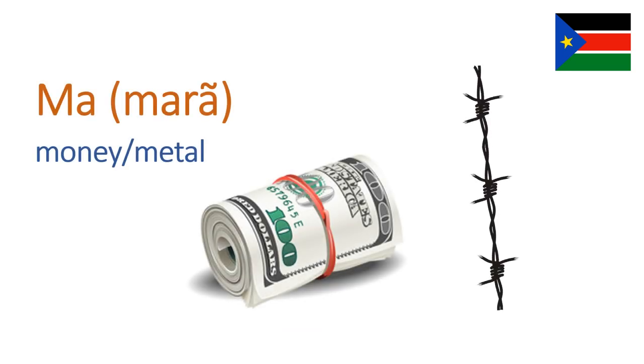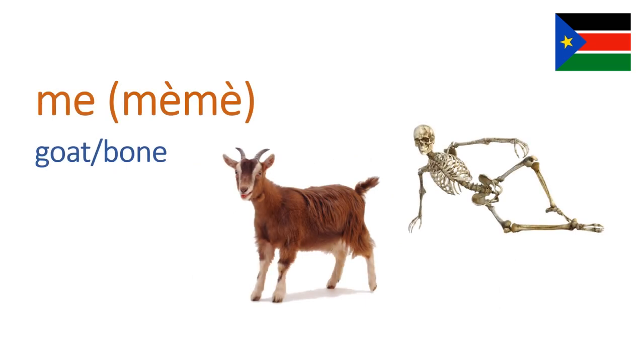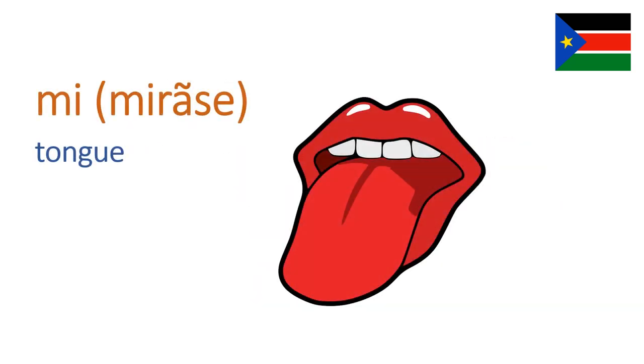Ma, mana. It has double meaning. It means money and also metal. Me, meme. This is another word with double meaning. This meme means goat and also bone. Meme is a goat. Meme is a bone. Mi, mirase, a tongue.